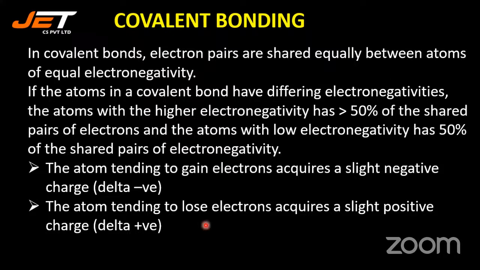It is not like chlorine has totally taken away the electron from hydrogen. If chlorine had totally taken away the electron from hydrogen, that would be ionic bonding, and there chlorine would have a pure negative charge. But in covalent bonding, chlorine is trying to snatch electrons from hydrogen. So chlorine will have a slightly negative charge, delta negative. In chemistry, delta means slightly. Okay, delta negative.